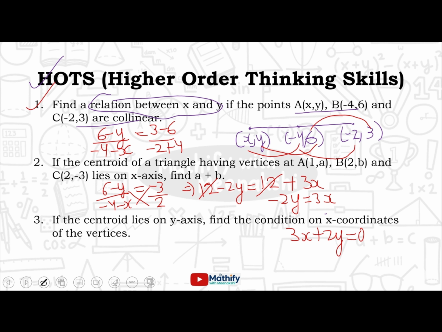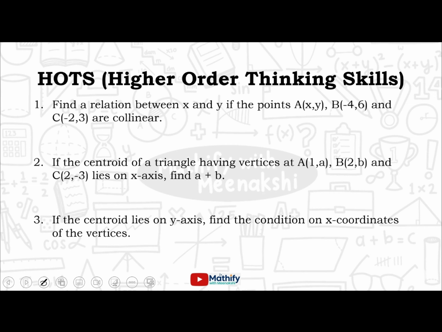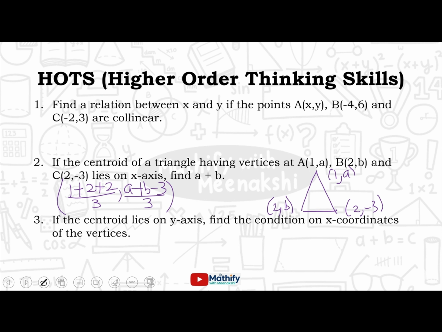Let's move to question number 2. In question number 2, it's given that the centroid of a triangle having vertices (1, a), (2, b) and (2, -3). Now, what's the formula of the centroid? Sum of x, that is 1 plus 2 plus 2 divided by 3, comma sum of y, a plus b plus -3 divided by 3. It's given that it lies on the x-axis. Now, what's the general form of a point that lies on the x-axis? That means (x, 0).